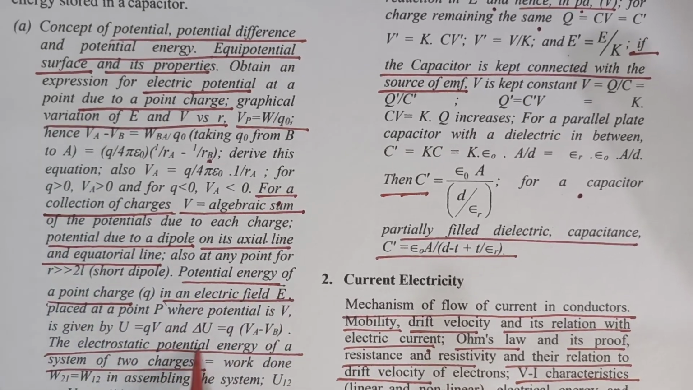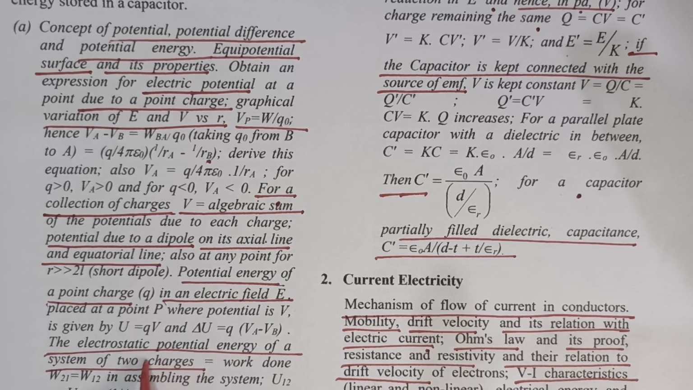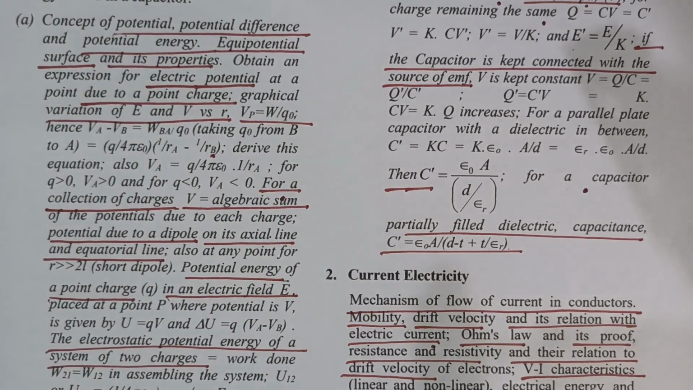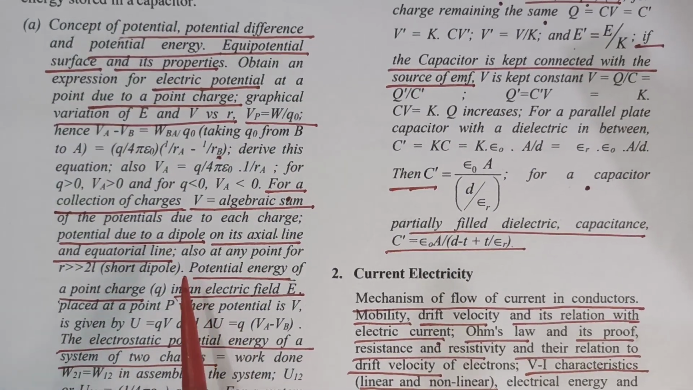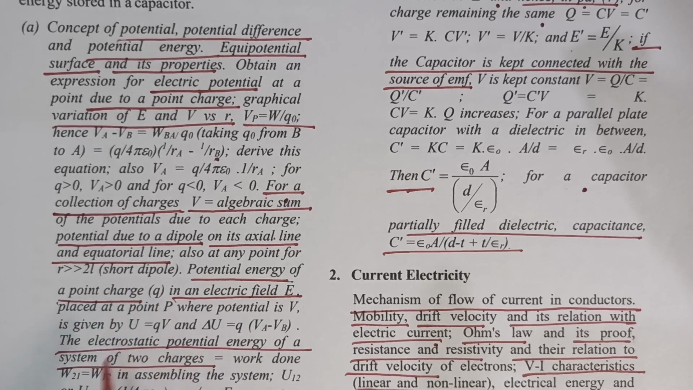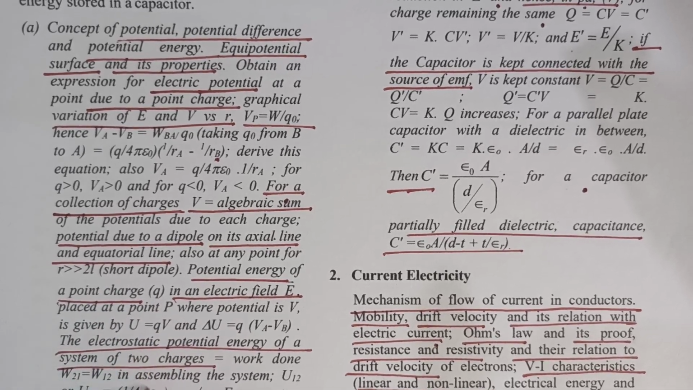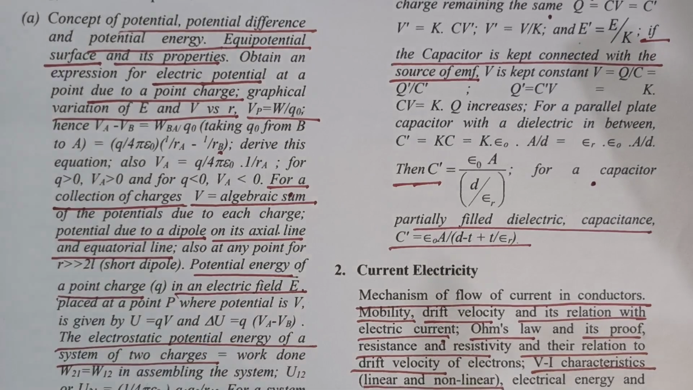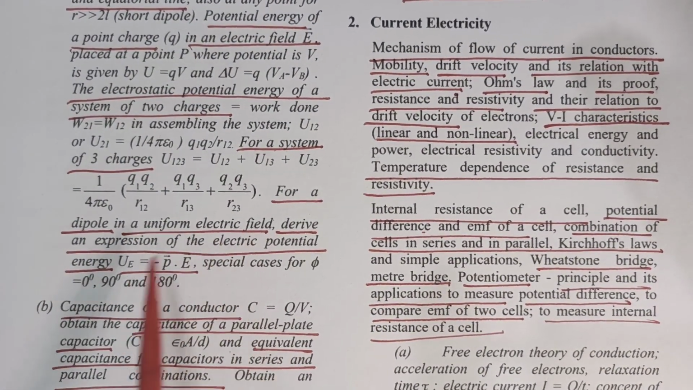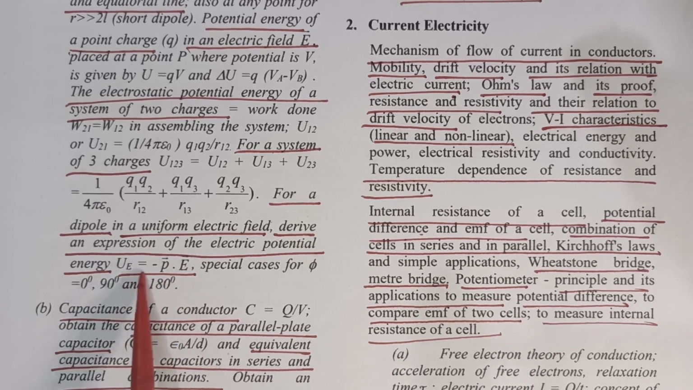Then electrostatic potential energy of a system of two charges, and then for a system of more than two charges. That means you should know how to calculate potential energy when a group of charges is placed at some distance. Then electrostatic potential energy for a dipole which is placed in a uniform electric field. You have to derive its expression, P dot E.